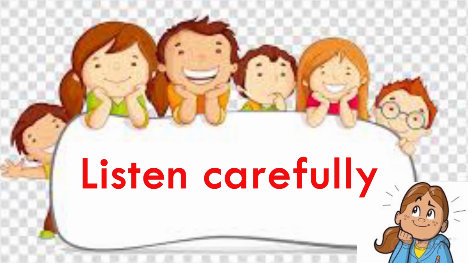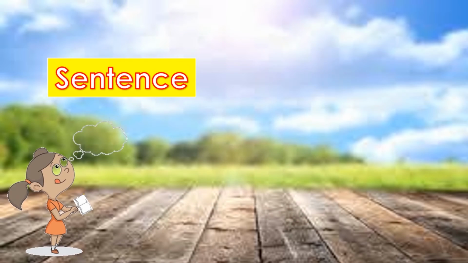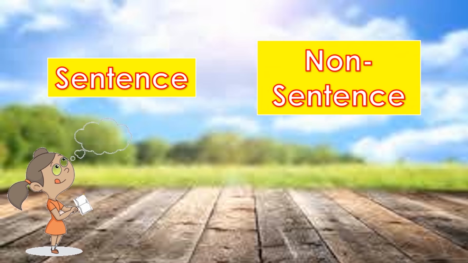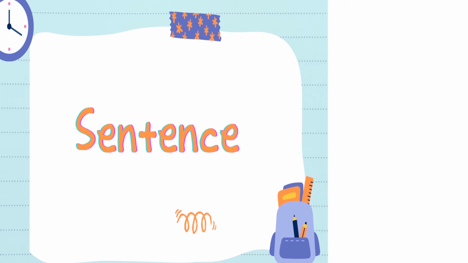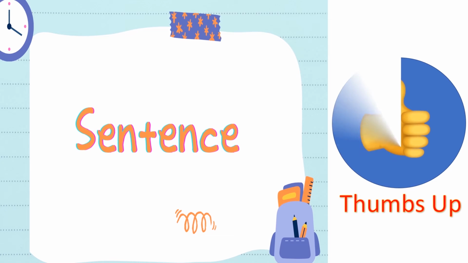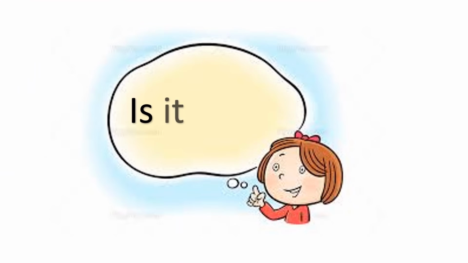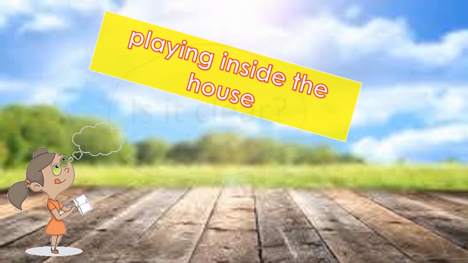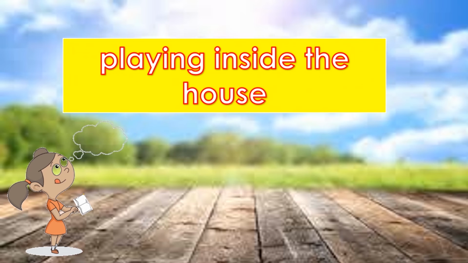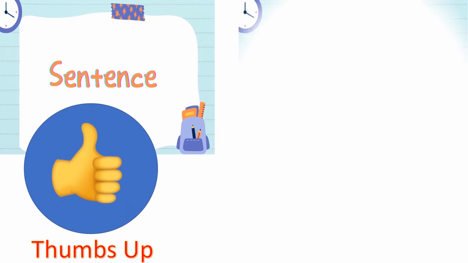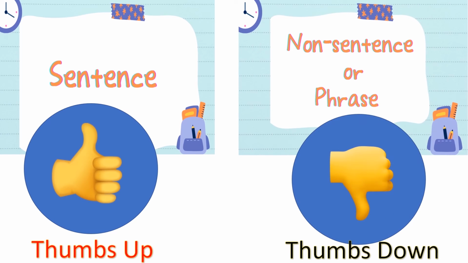And now, listen carefully to what I will read, and you will identify whether it is a sentence or non-sentence or phrase. If it is a sentence, do the thumbs up. And if it is not, do the thumbs down. Is it clear? Number 1. Playing inside the house. Is it a sentence or non-sentence?